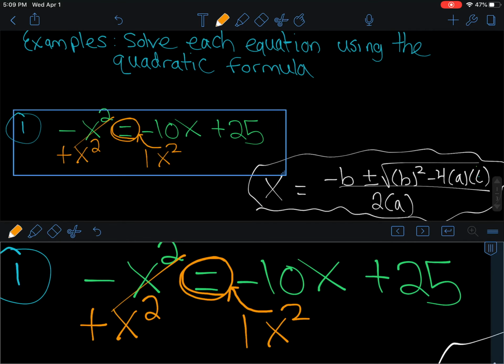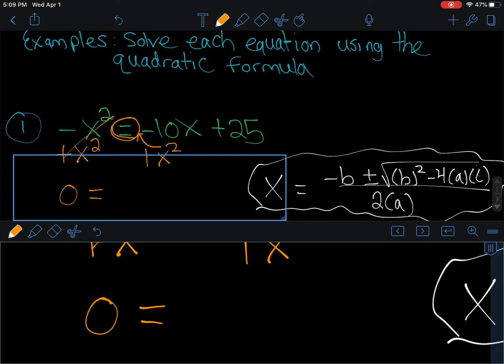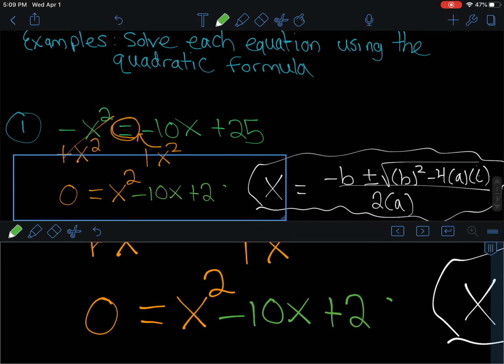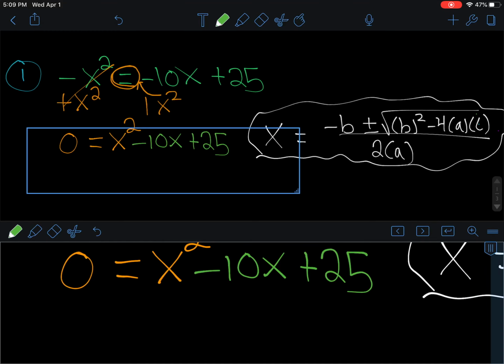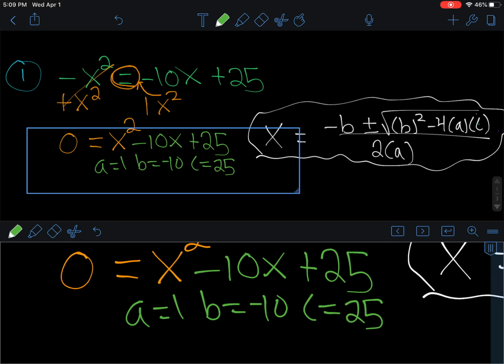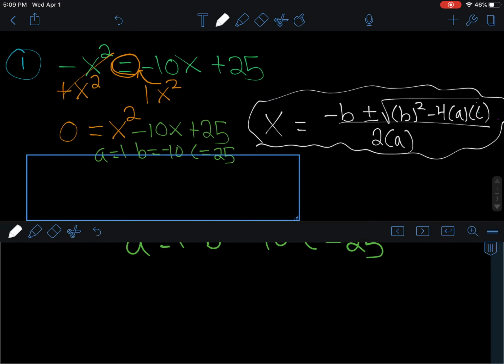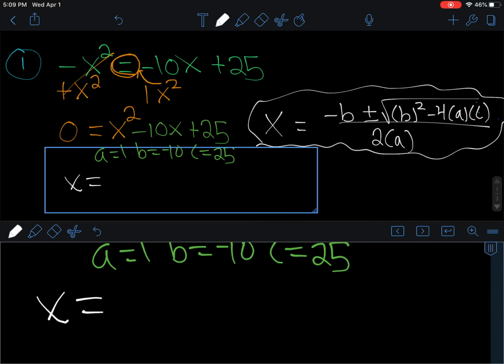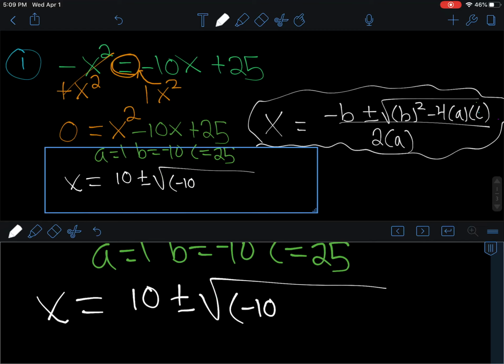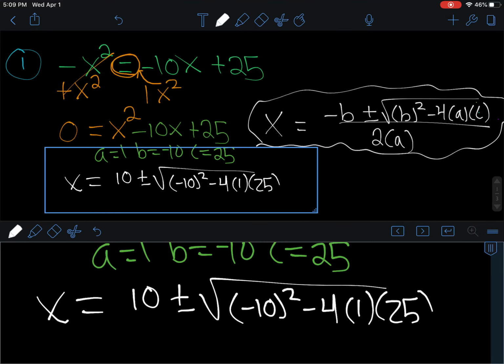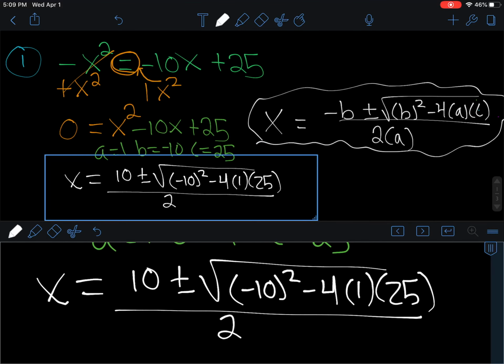Just to be clear, what's happening here: you have 0, which is what you want on one of the sides, equals, and I want to squeeze the x squared in there and then write the rest of my quadratic, so minus 10x plus 25. Now I have my a, my b, and my c. My a is 1, my b is negative 10, my c is 25. Again, really important for you to follow that. Now you just plug and chug in the quadratic formula. The opposite of b in this case is 10, plus or minus the square root of negative 10 squared minus 4 times 1 times 25, all over 2 times 1.